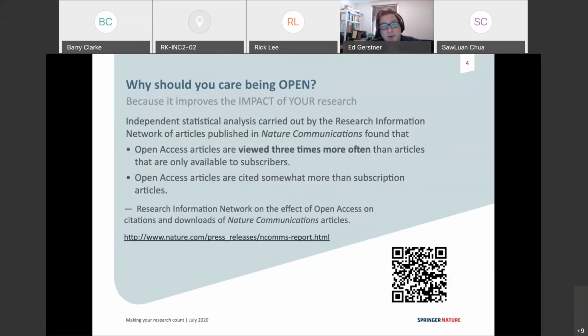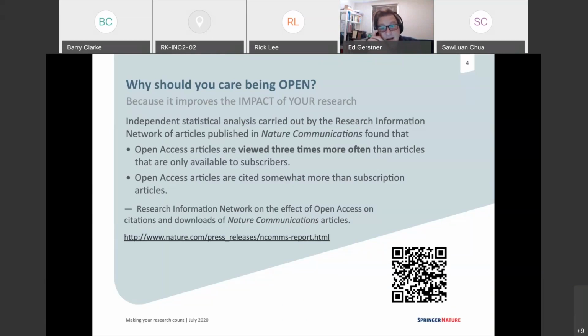Why should you care about being open? I'm going to talk again about this a little later on, because it actually improves the impact of your research. If there are no restrictions on being able to share your research and other people being able to read your research, it makes sense that it would make more impact because it reaches more people.